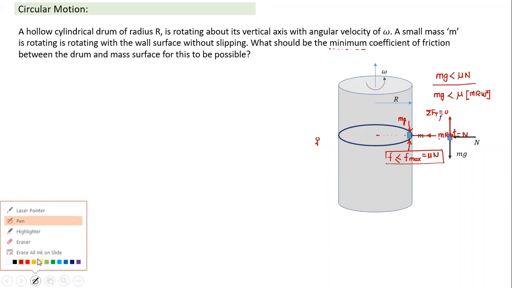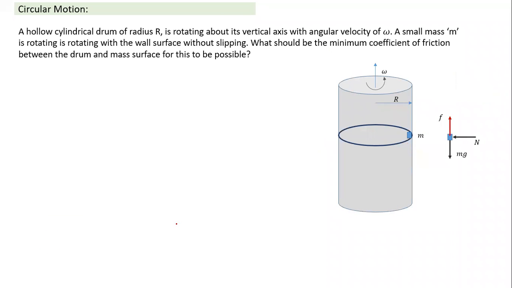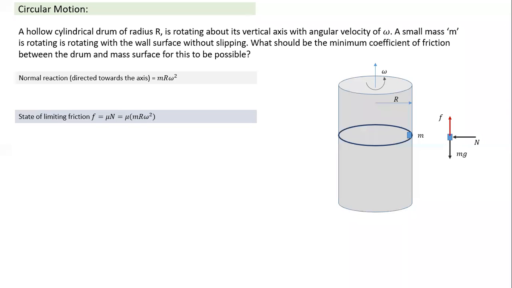So let's look at this. I hope we have understood what is happening from the ground frame of reference. So what are the forces acting? There is the normal reaction and mg, because these are the only forces, the contact force and the gravitational force. And this is a condition here. Normal reaction is m r omega square directed towards the center. In the state of limiting friction, friction is equal to mu N. So mu N is equal to this number. Friction force is equal to this number. And for no slipping, friction force has to be equal to mg. This will give you the value of mu. That's how we can find it out. So this is what we have seen from the ground frame of reference.